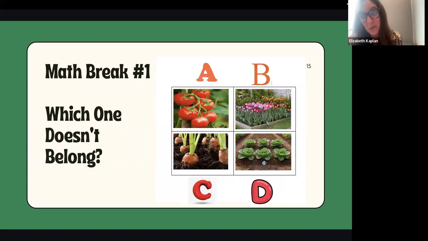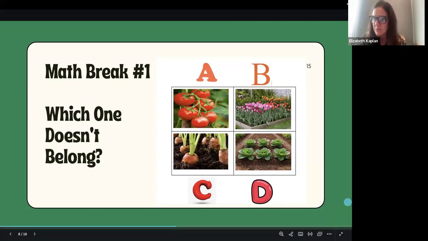So we're doing math breaks 3 times today. For our math break, you may be at the end of your workday and tired and thinking, I don't want to do math, but I promise it's low stakes math. For this math break, we're acting as students, and I don't know if anybody's familiar with a Which One Doesn't Belong. What we have here is 4 images, and it might be numbers, it could be anything. A, B, C, and D. I'm asking you to take a minute to think which one doesn't belong.